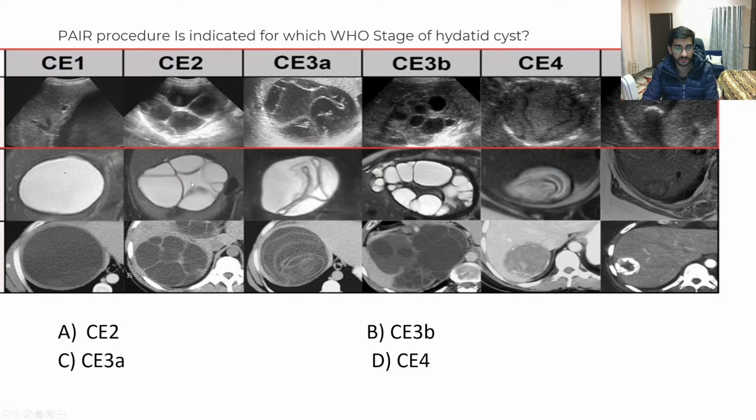Surgery is preferred in such cases, both in CE2 and CE3B. It is in the background of a solid matrix. In CE3A, no solid matrix is present. CE4 and 5, they are calcified, they are dead, they don't need any treatment, they just need observation. So the answer to this question was CE3A. The answer also would have been CE1, but that was not given in the options. So the correct answer was CE3A, option C. We move on to the next question.